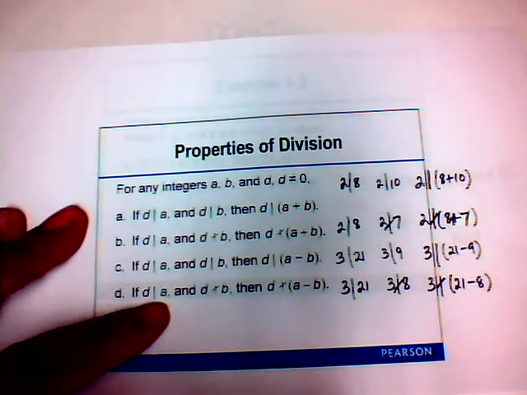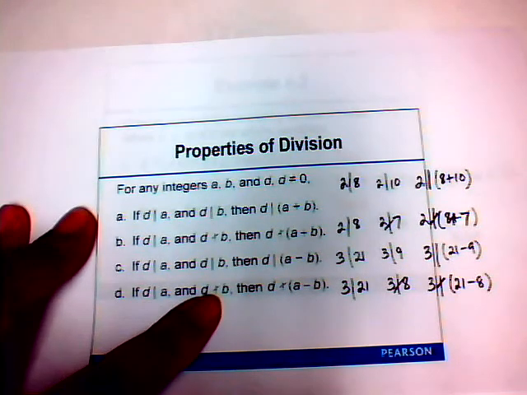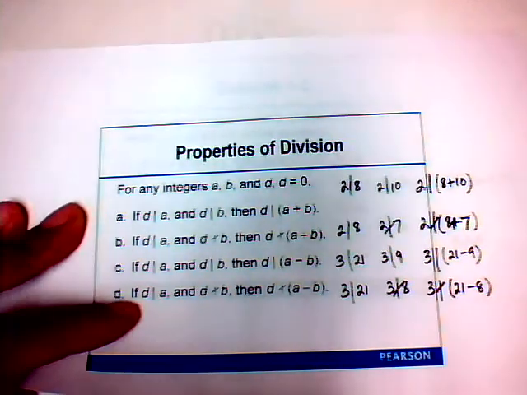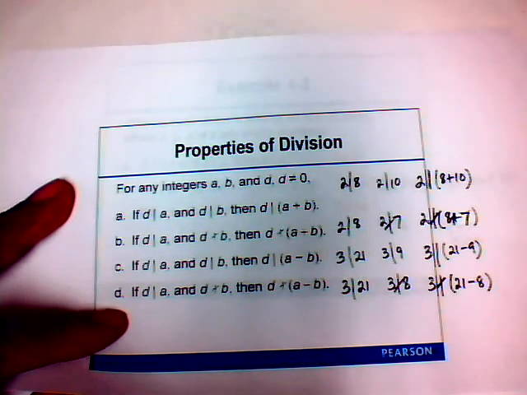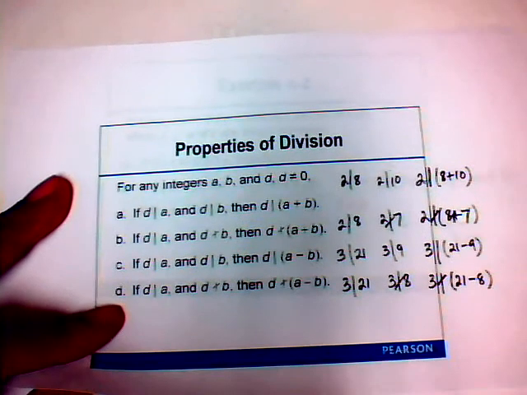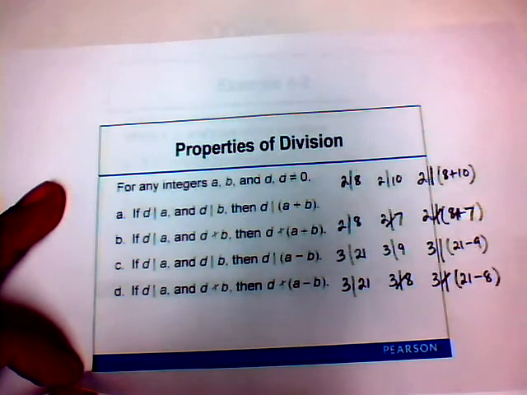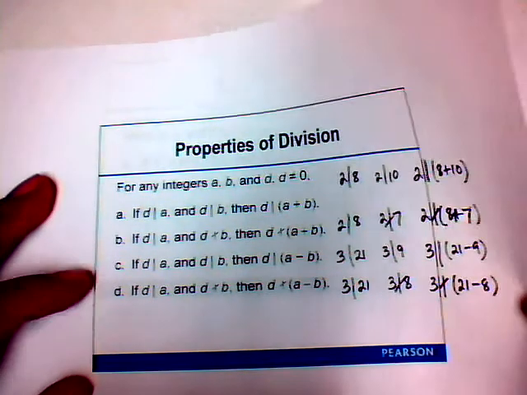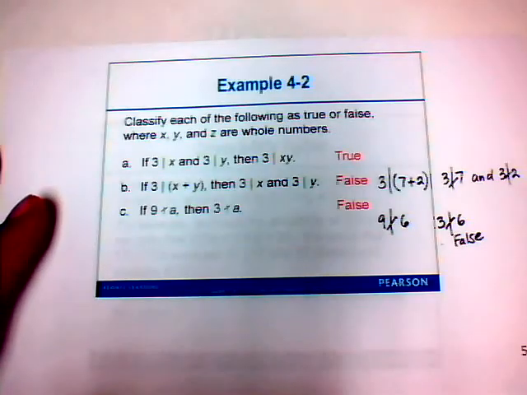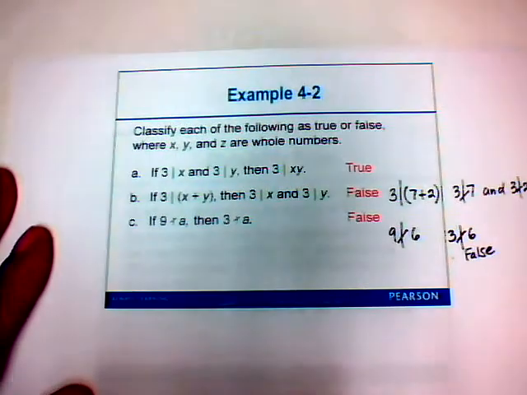So d will divide the difference of 21 and 9. And finally, if d divides a and d does not divide b, then d will not divide a minus b. Well, 3 divides 21, but 3 does not divide 8. So subtract 21 minus 8, you're going to get 13, which is not a multiple of 3. So 3 won't divide 21 minus 8. Okay, so those are the properties of division that we can use in these examples here.